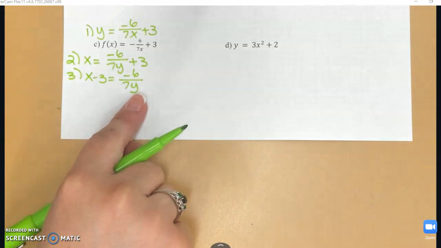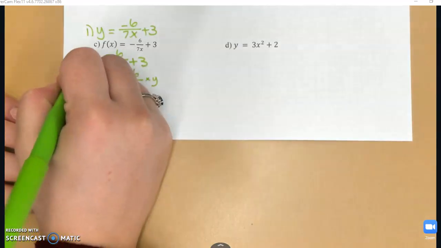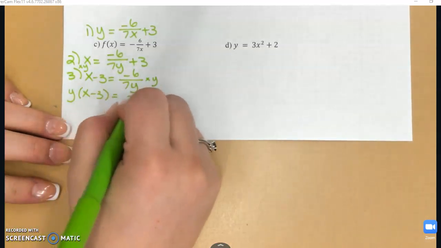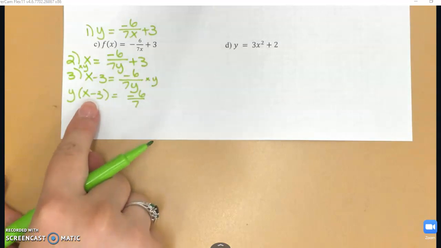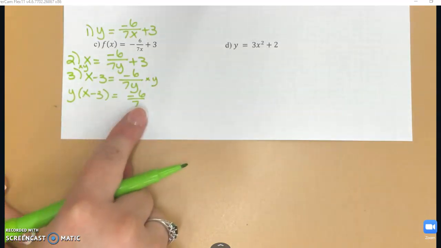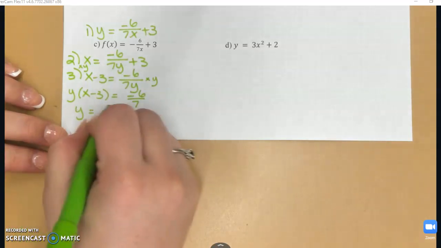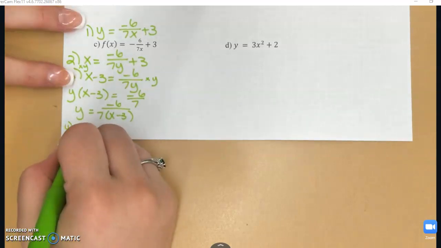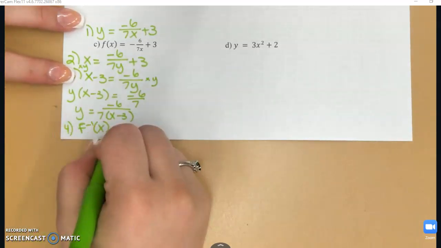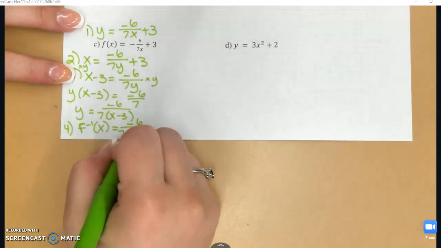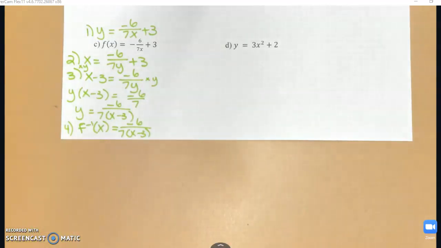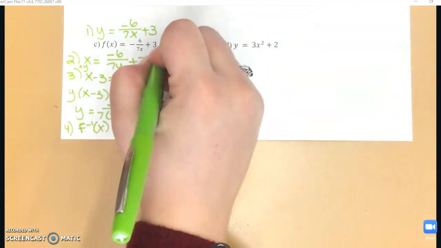And so to get it out of the denominator, I'm going to have to multiply by y on both sides. So I'm going to have y times x minus 3 equals negative 6 over 7. And then to move the x back to the other side, I'm going to be dividing. So it's just going to go into my denominator. And so my inverse, f to the negative 1, is negative 6 over 7 times x minus 3. Now you could distribute out that 7 into the bottom, or if you leave it like this when we're doing our composition to verify, you're going to see that it's actually going to make our math a lot easier.